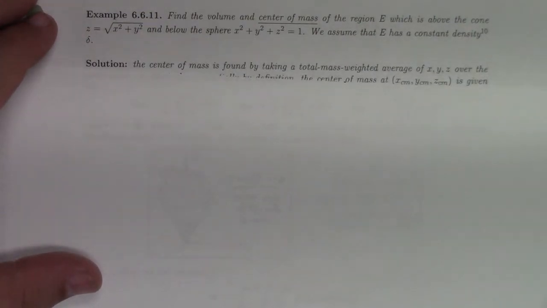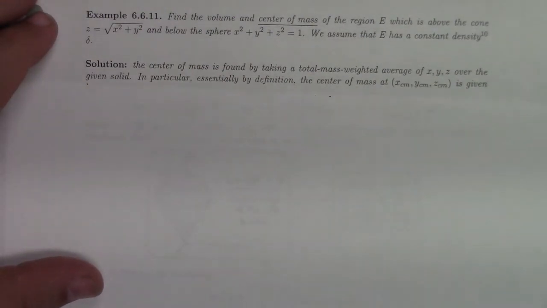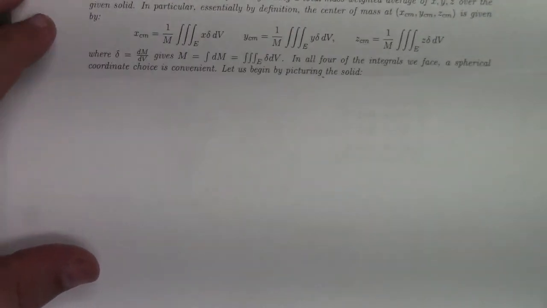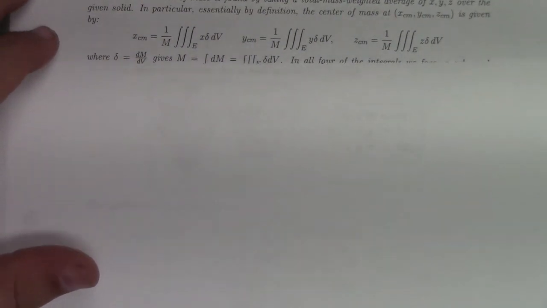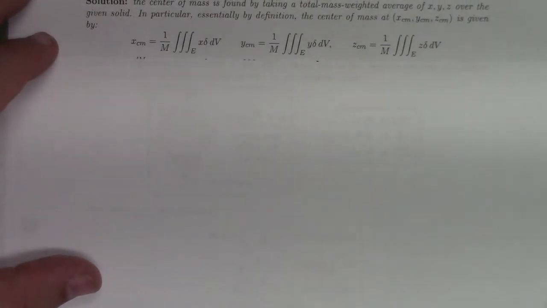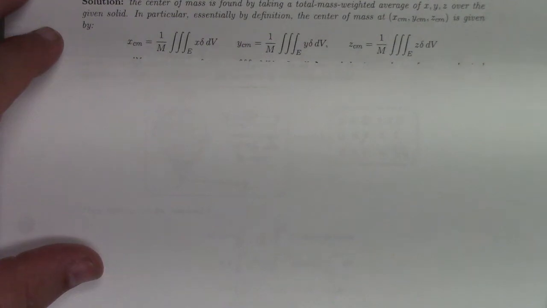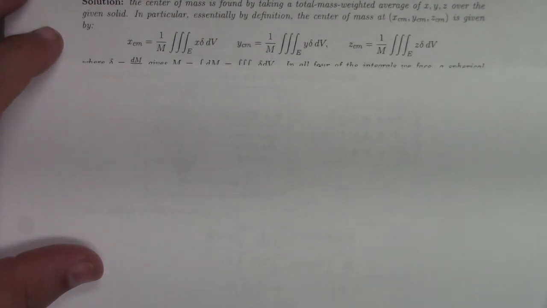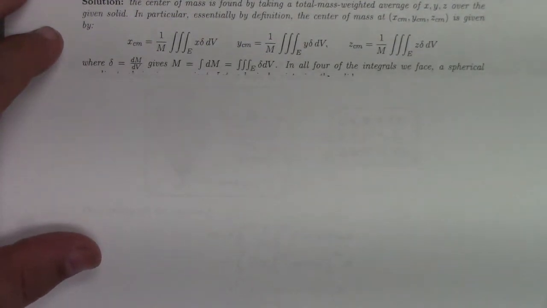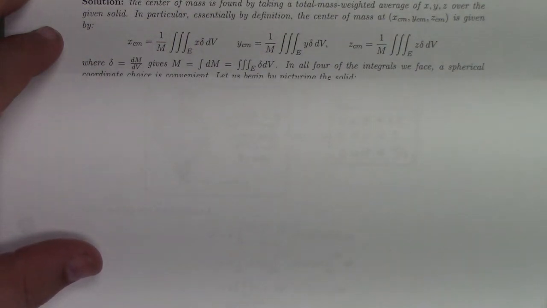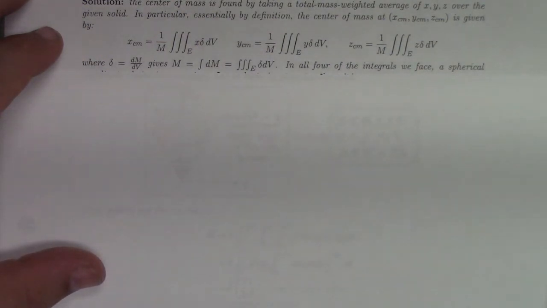So to find the center of mass, you take the total mass weighted average of x, y, z over the given solid. By definition, that means you have to do 3 triple integrals, actually 4, because you have to do another integral which figures out the mass. So 1 over mass times the integral of x delta, 1 over mass times the integral of y delta, 1 over mass times the integral of z delta over the volume gives us the x, y, and z coordinates of the center of mass. And of course the total mass m we get from integrating delta dV.